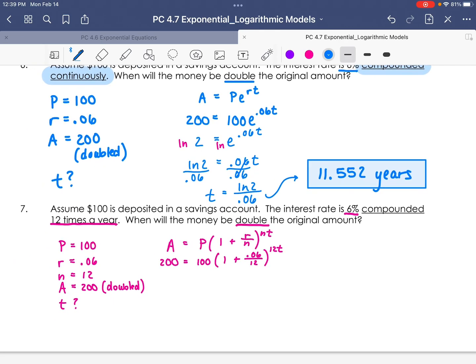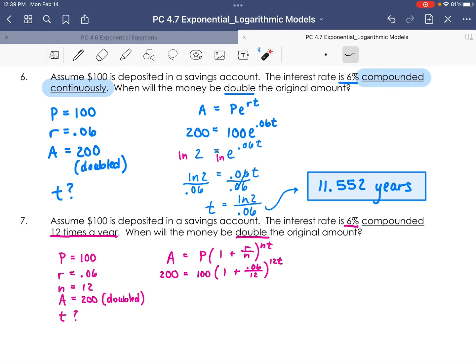Okay, versus number 7, when we read through this, it's kind of the same setup. We're assuming we are depositing $100 at the same interest rate, but now I'm not continuously compounding my interest. I'm compounding 12 times a year. So when you see that, you're using the bigger formula. And when will the money be double the original amount?